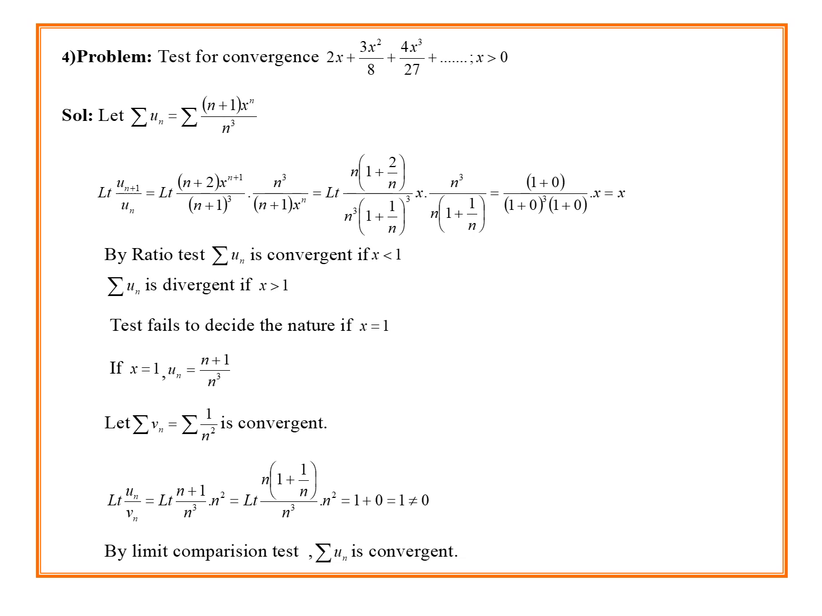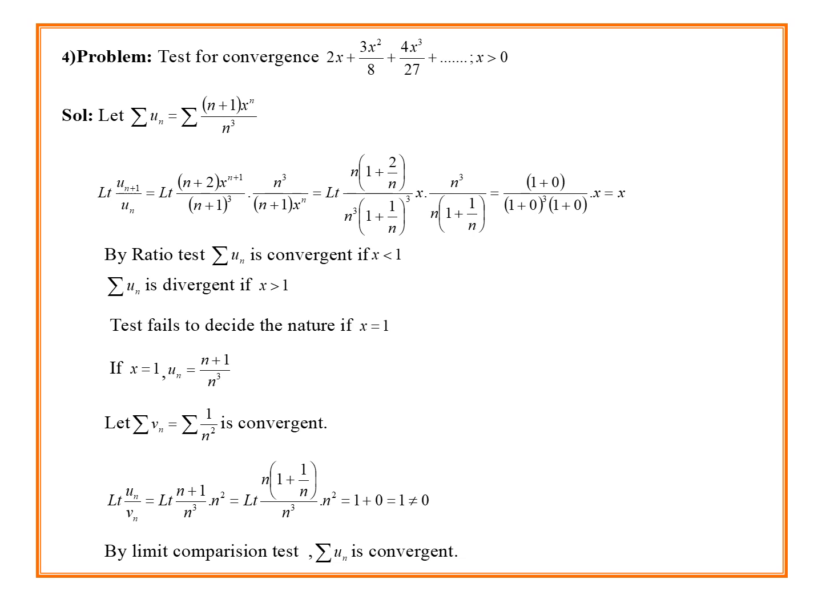Limit of u of n plus 1 by un is equal to limit of u of n plus 1, which is (n plus 2) into x to the power of n plus 1, by un value, which is n cube by (n plus 1) into x power of n. That is equal to limit of, in the numerator, n taking common, 1 plus 2 by n; in the denominator, n cube common, (1 plus 1 by n) whole cube, into x into n cube by n into (1 plus 1 by n). So in the numerator and denominator n cube gets cancelled, limit 1 by n value is 0. So substituting everything, we will get finally x value.